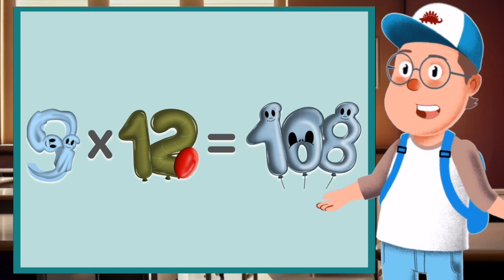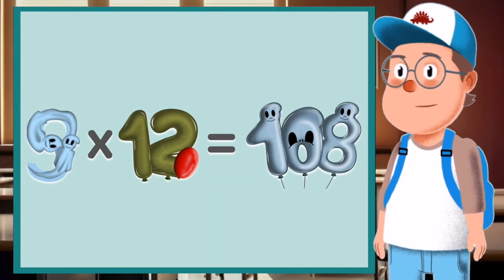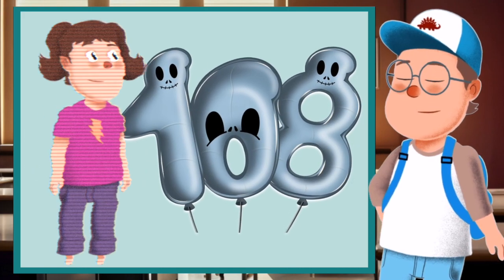For the third example, let's change the main character. Number 9 is represented by ghosts, and the style balloon is linked to the number 12. Combine them, you get ghost-shaped balloons. You will remember now that 9 times 12 is equal to 108.